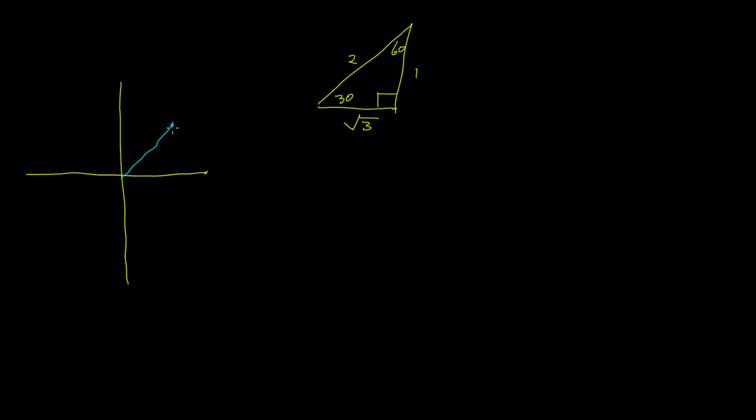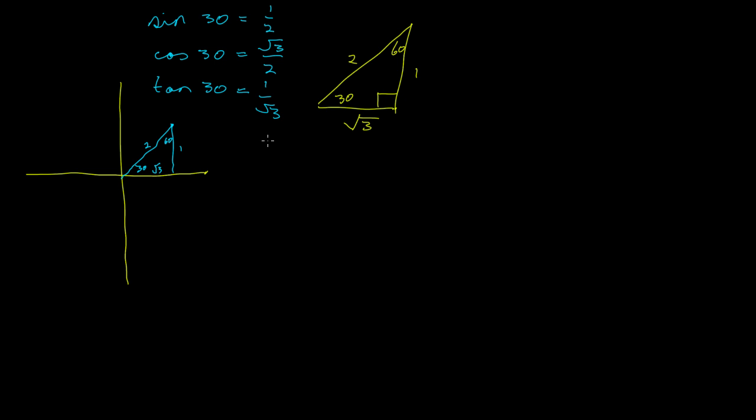Okay, so we have our 30-degree angle here. We have our √3 over here. This is 1, and this is 2, and this is our 60. Now, again, let me write this down real quick. So the sine of 30 is opposite over hypotenuse. It's a half. Cos of 30, well, adjacent over hypotenuse, √3 over 2, and tan of 30 is opposite over adjacent, 1 on √3.